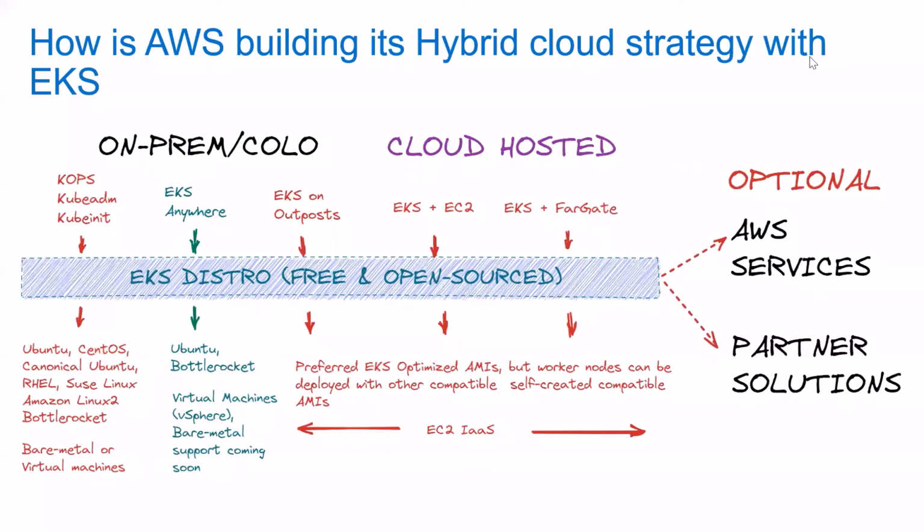Hi all. Before we even begin to understand EKS Anywhere, it's imperative to understand that EKS Distro, which is actually the core Kubernetes distribution that runs inside of the EKS service in AWS public cloud, has been open sourced. It's in fact available as a GitHub project.